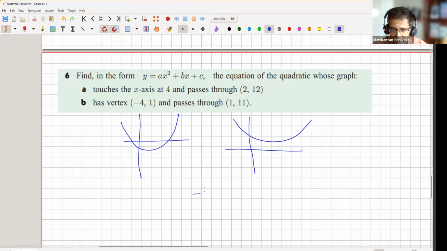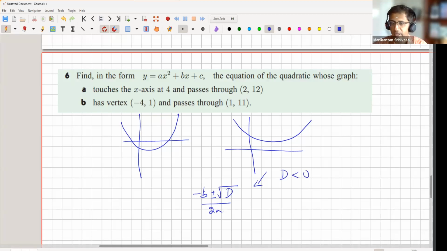What are the roots of the quadratic equation? Minus b plus or minus root of b square minus 4ac, whole upon 2a. So this phenomenon happens when the discriminant is less than 0. If the discriminant is less than 0, then I cannot find the root of a negative number, which means you won't have a real value where the graph will cut the x-axis, which is why if you plot it, it'll be like this. It won't cut the x-axis at any point.